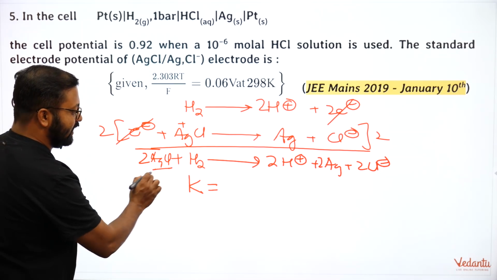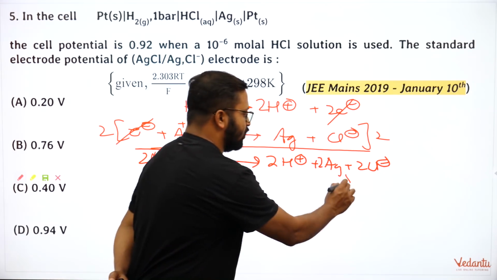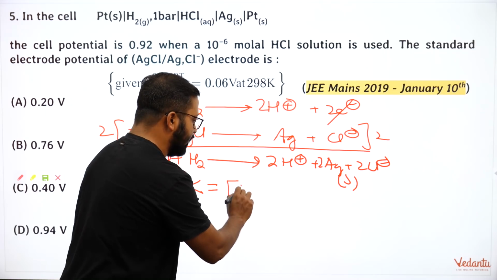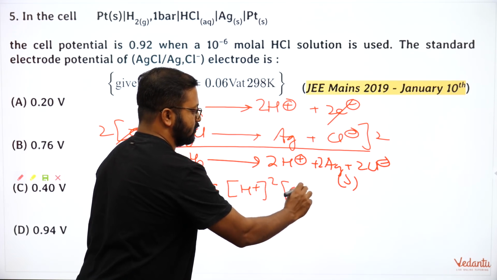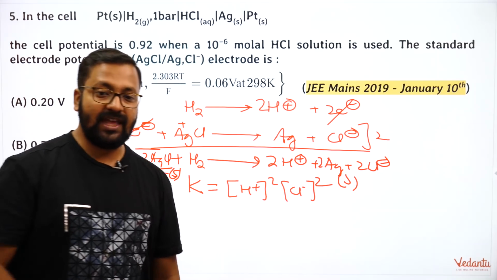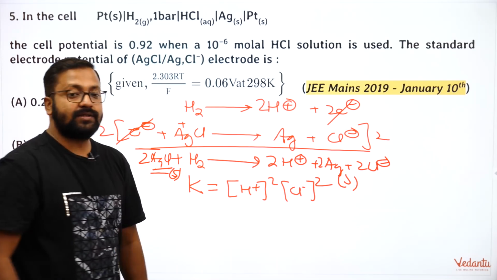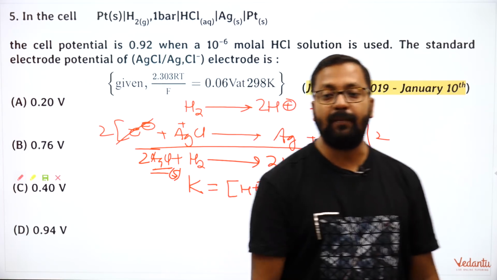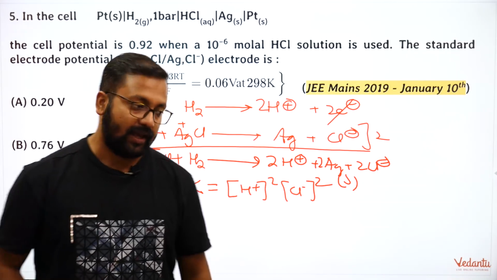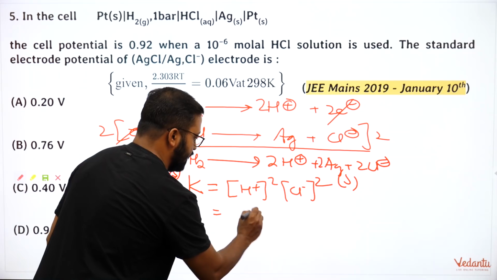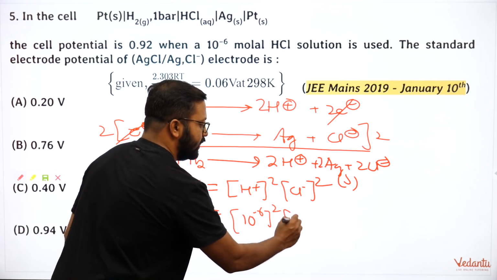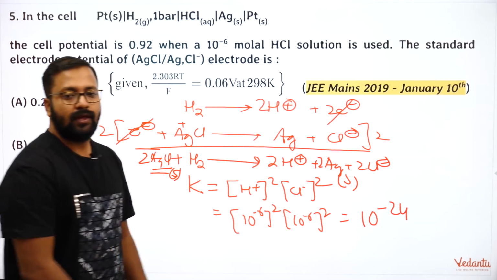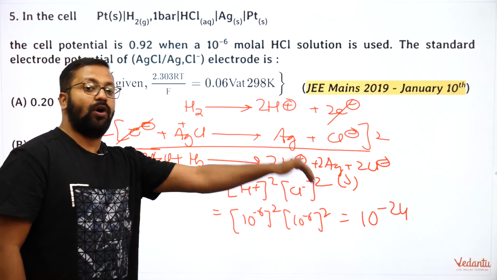Now reactants, AgCl is solid, silver is solid and hydrogen आपने 1 bar pressure पे लिया है. So K का effectively हमारा expression क्या आ जाए? H plus square Cl minus square. What is the H plus ion concentration that we have taken? 10 raised to minus 6. अब इतना ही Cl minus भी present रहेगा medium में. If that much Cl minus is present in the medium, then what will be the equilibrium constant? 10 raised to minus 6 square, 10 raised to minus 6 square, that gives us 10 raised to minus 24. So we carry this value forward to solve the question.